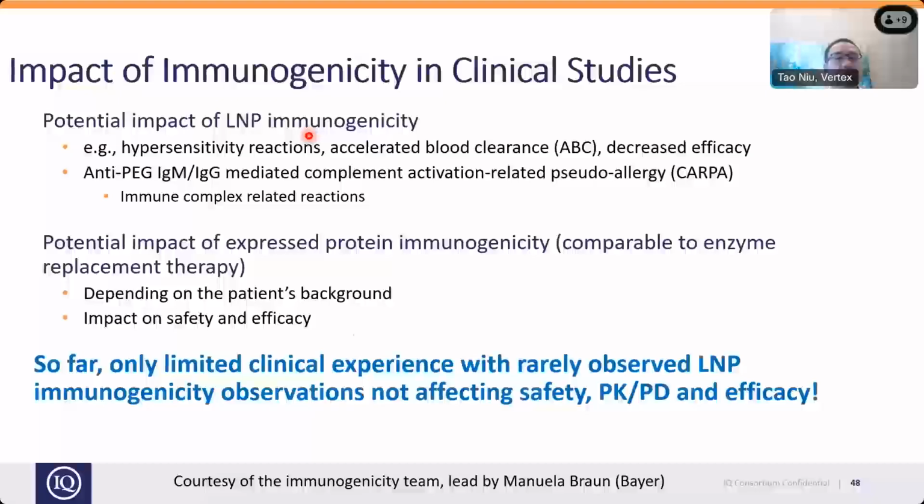For the potential impact of immunogenicity that's triggered by the LNP, you can have hypersensitivity reactions and accelerated blood clearance, for example. For the potential impact of expressed protein immunogenicity, this is particularly important in comparison to enzyme replacement therapy. It really depends on the patient's background, whether the patient has been exposed to that particular protein or a protein with a similar construct before, and also the impact on safety and efficacy. In general, we only have very limited clinical experience with immunogenicity, with rarely observed LNP immunogenicity observations. Typically, if you do see LNP-related immunogenicity, it's not going to affect your safety, PK, PD, and efficacy. Again, like I said, this entire field is evolving quickly, and we all are learning.